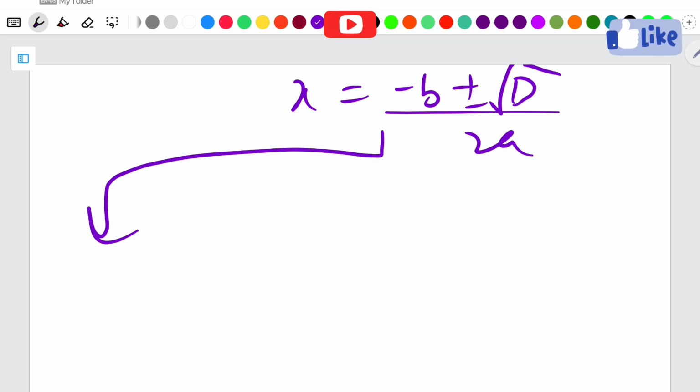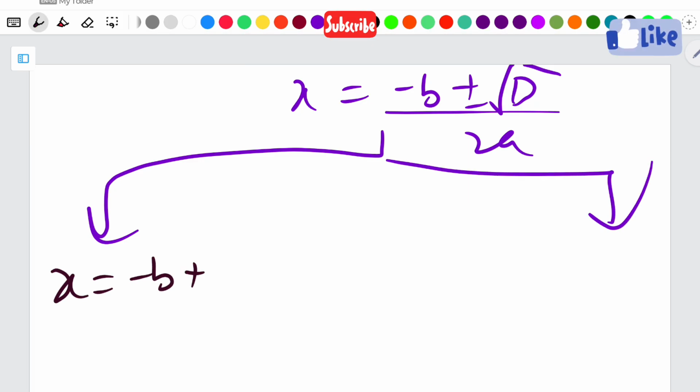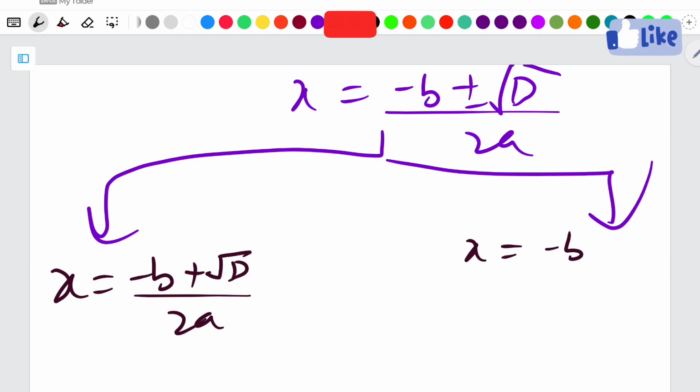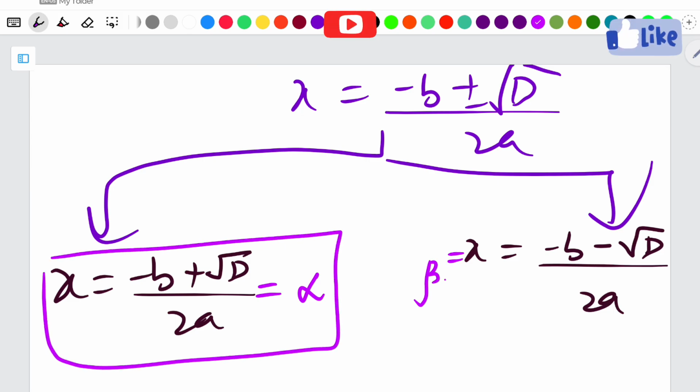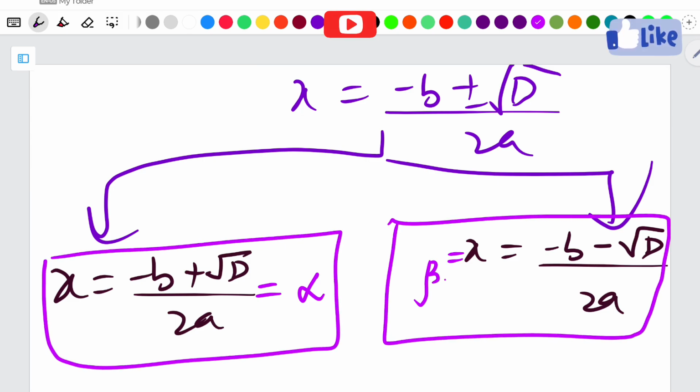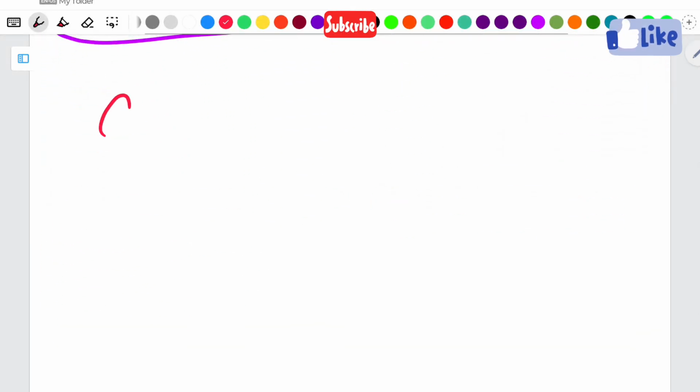So there are two possible values. One is x equal to minus b plus root d by 2a, taking the plus sign first, and the other one is x equal to minus b minus root d by 2a. So these two are the possible values of x. One you can consider alpha and the other you can consider beta. So this is the value of alpha, this is the value of beta. Directly you can find the zeros of the quadratic equation by using this formula. This formula is known as the quadratic formula. Getting my point, students? Now you can factorize also.